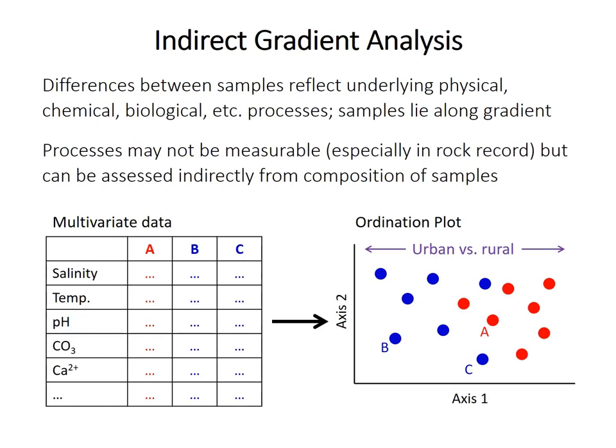So the main premise is that the differences between samples, or between sites or whatever, reflect underlying processes, and those samples can be arranged along gradients in those processes. The process itself might not be measurable or observable. This is probably especially true in the deep time rock record or a lot of the geological observations we might have. But we could try to assess that gradient indirectly from the composition of the samples themselves. This is using ordination for something called indirect gradient analysis. For example, if we measure the chemistry in a bunch of different lakes, we may be able to determine that an urban versus rural gradient is the most important control on their chemistry and so forth.